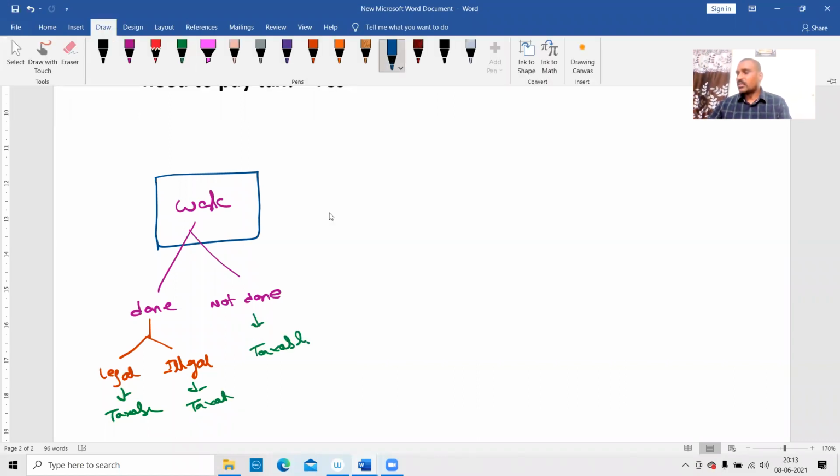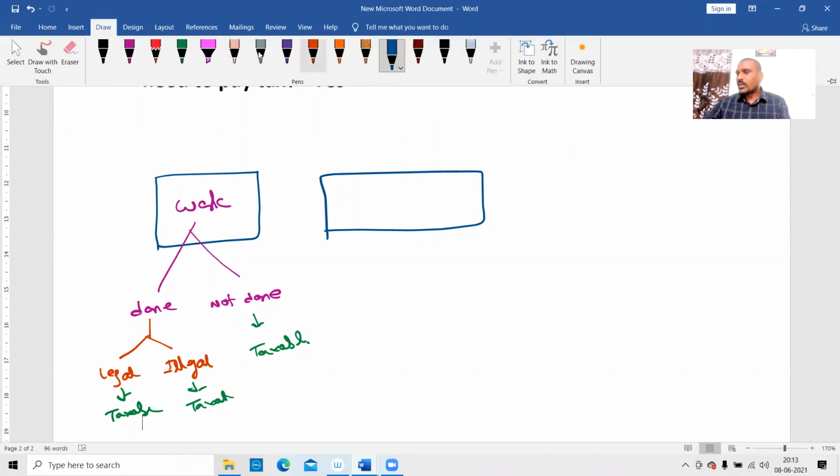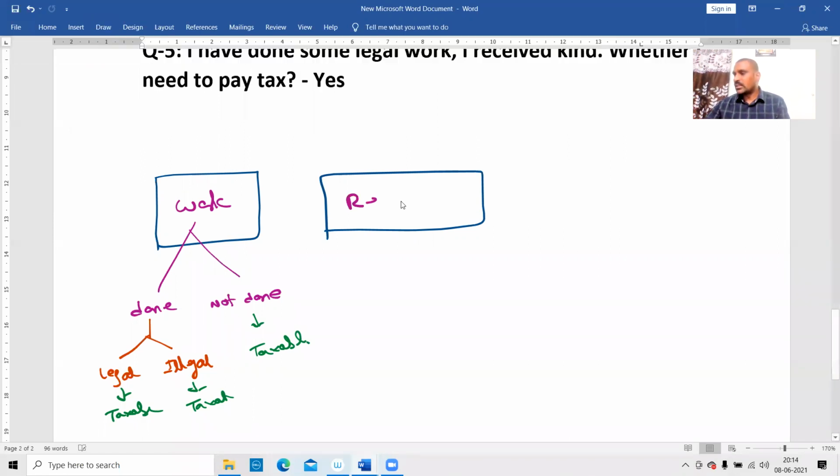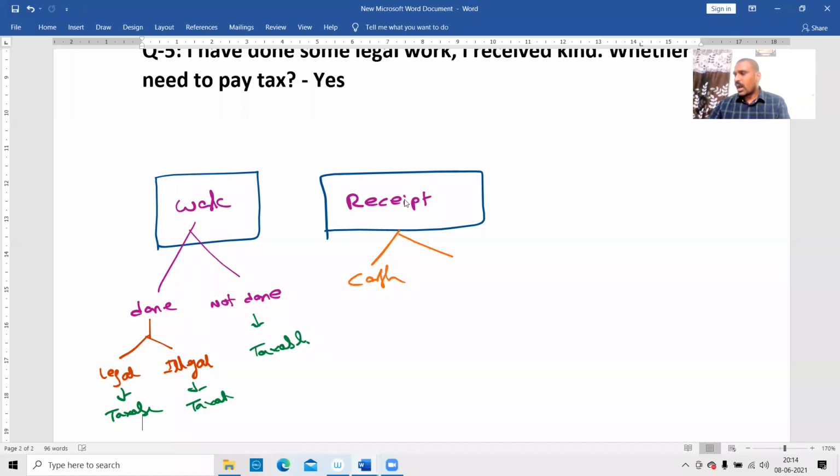Next, what I have received. First stage is I am doing work. Second stage is I am receiving. What is received? Receipt, cash and kind, both are taxable. I have received cash, whether it is taxable? Yes, it is taxable. I have received kind, whether it is taxable? The answer is yes. After doing work, receiving is the second stage.